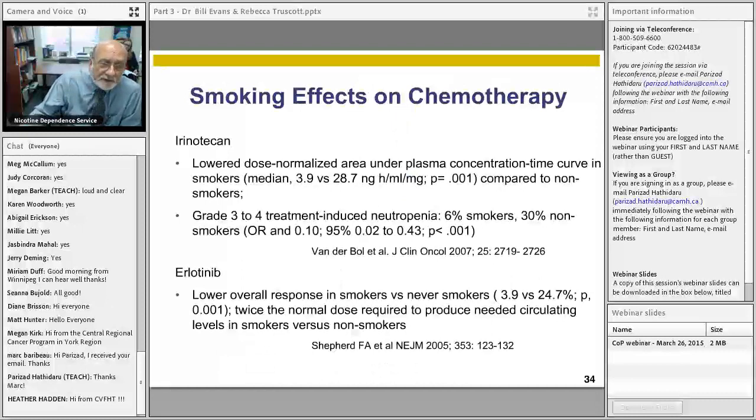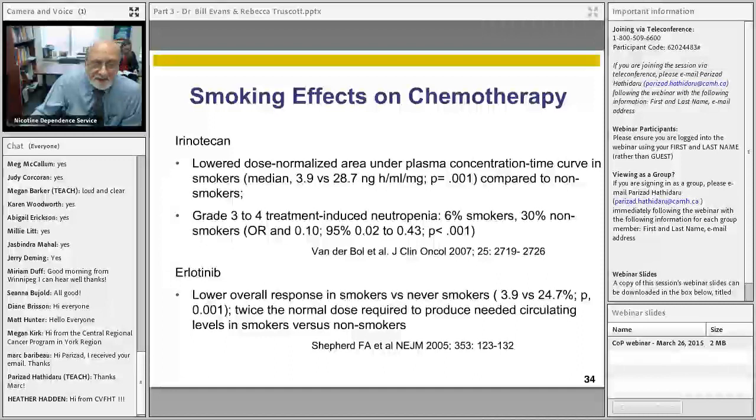The first drug is irinotecan, commonly used in the management of colorectal cancer. As shown here, the difference in the plasma concentration-time curve, so the area under the curve amounts, is very low in smokers versus non-smokers. And you might ask, well, is that important biologically or clinically? Well, the evidence is that treatment-induced neutropenia, the lowering of the blood counts in response to getting this cytotoxic drug, occurs quite infrequently in smokers, whereas it occurs in 30% of the non-smokers, a significant result.